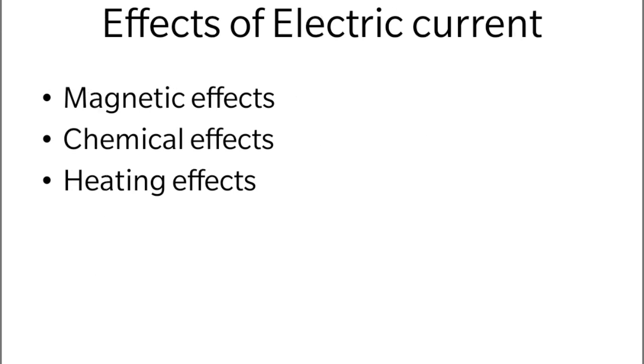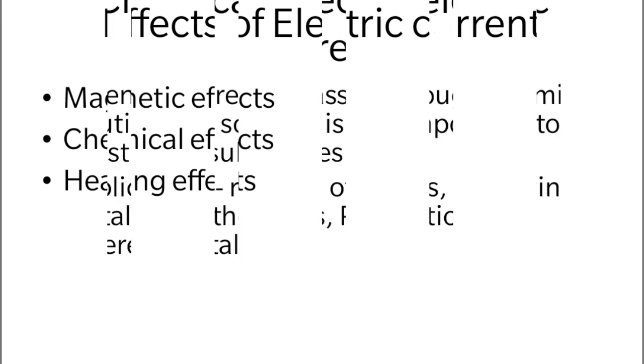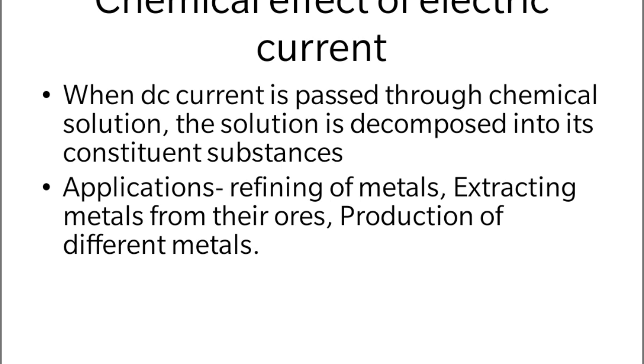Likewise, electric current has various effects. The first effect is the magnetic effect, next is the chemical effect, and third is the heating effect. All three effects are well known to us. Moving on to the first effect, that is the chemical effect of electric current.